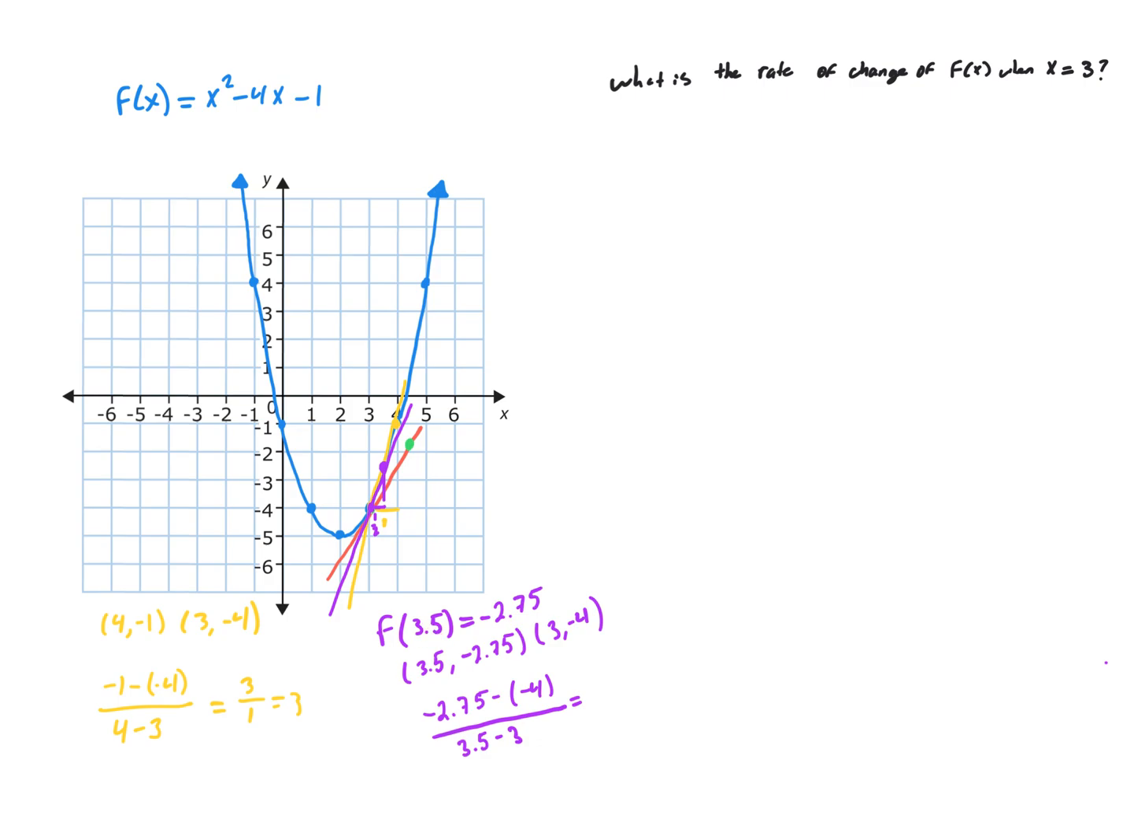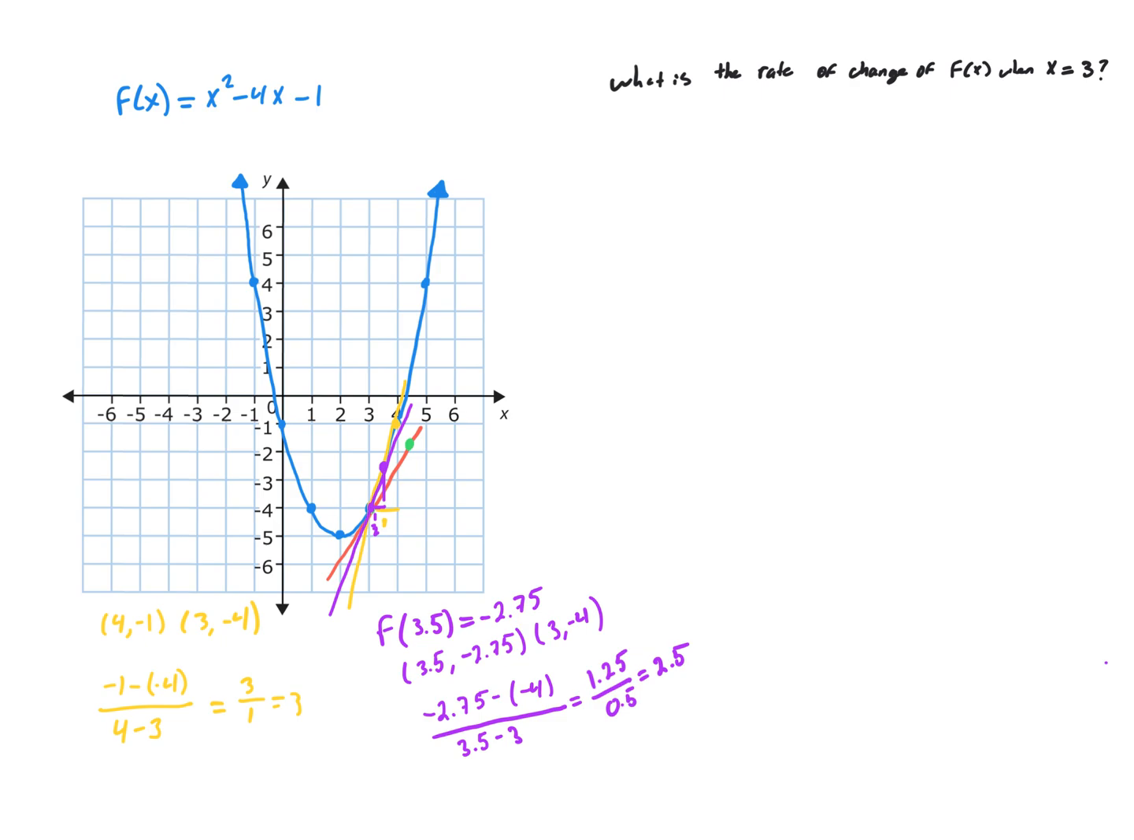Okay, so we plugged in 3.5 into this equation, and we got -2.75. So the point 3.5, -2.75. And the actual point that we're wanting, 3, -4. So y2 minus y1 over x2 minus x1 is going to give us 1.25 over 0.5, which is going to give me 2.5. Okay, so I'd say, okay, 3 wasn't close enough, so it's actually about 2.5.